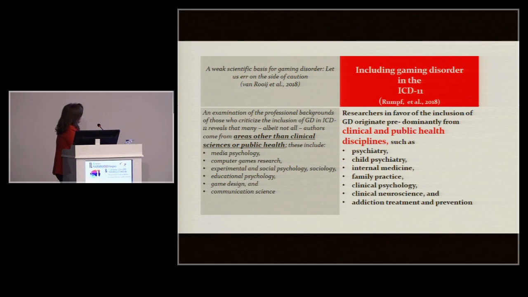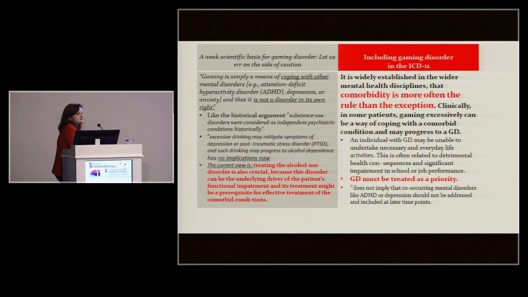But shortly, as you can see on the left, Van Rooij et al. in 2018 say that there's a weak scientific basis for gaming disorder, and Rumpf et al. in 2018, on the contrary, say that there is a very strong scientific basis for gaming disorder. When we look at the study about the weak scientific basis, the authors come from areas other than clinical sciences or public health. On the other hand, in the other study, they originate predominantly from clinical and public health disciplines such as child psychiatry or family practice, for example.